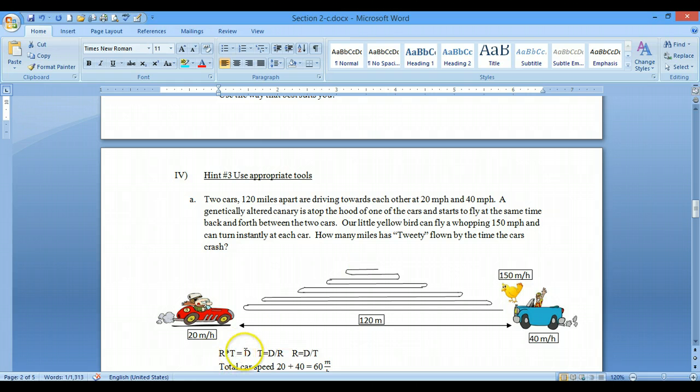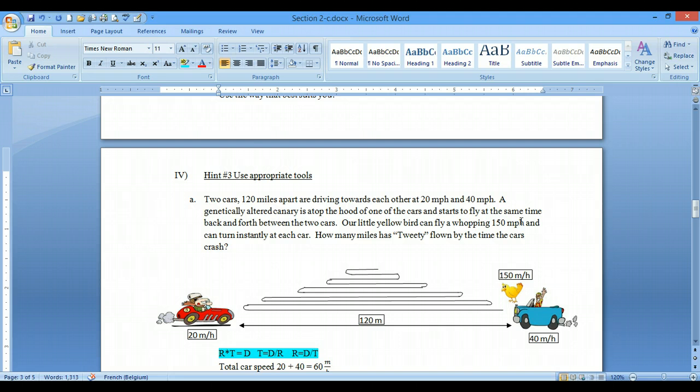Remember, rate times time equals distance, or distance equals rate times time. Time is distance over rate, and rate equals distance divided by time. Just keep these on hand. I'm going to highlight those. Keep those on hand for these problems. So if I have the 2 cars approaching each other, one at 20 and one at 40, the total car speed altogether that this little canary has to race against is 60 miles an hour.